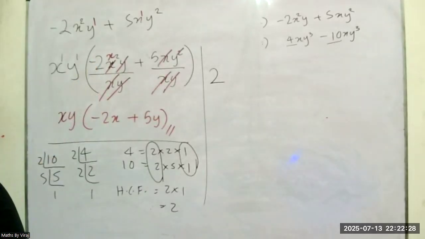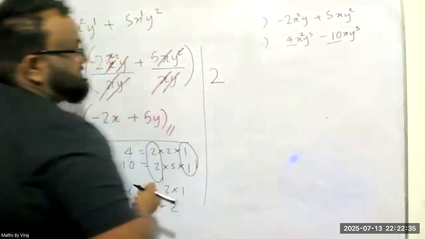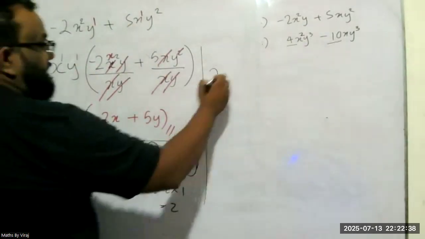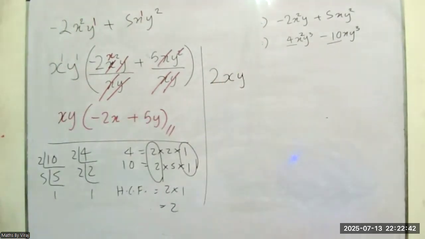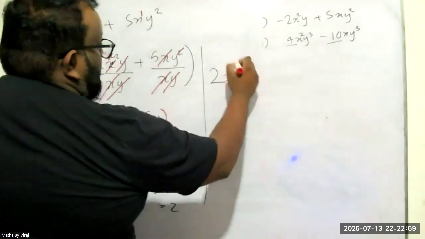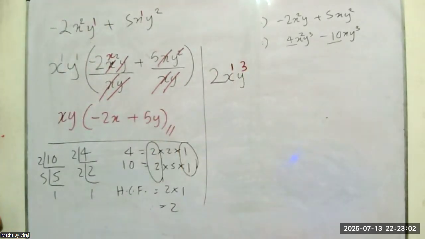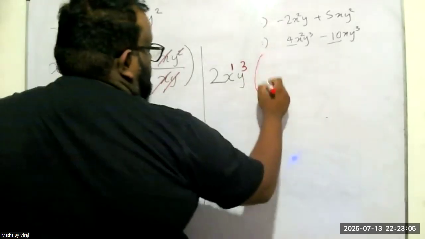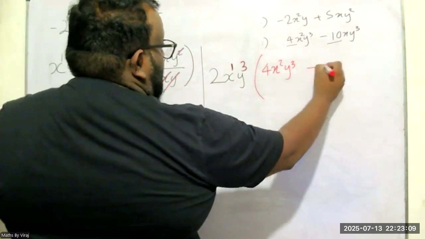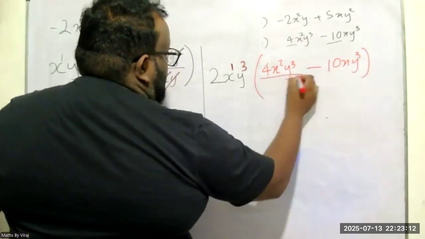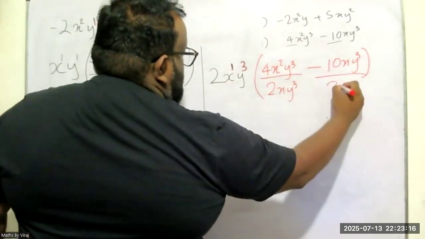We see that x and y are both common. All right, that's a small mistake. Let's make this x squared. X and y are common. What is the lowest power of x and what is the lowest power of y that you have? The lowest power of x is not x squared, it is x to the power of 1, and y to the power 3. The expression is 4x squared y cubed minus 10x y cubed. Everything should be divided by 2x y cubed.